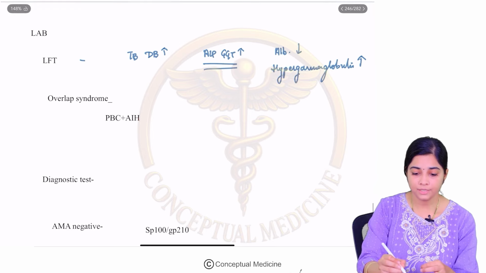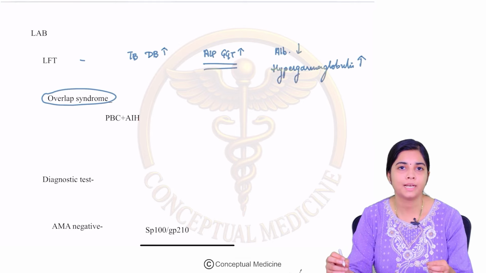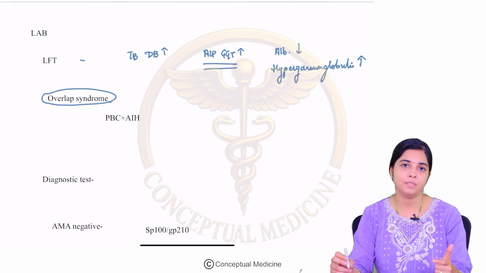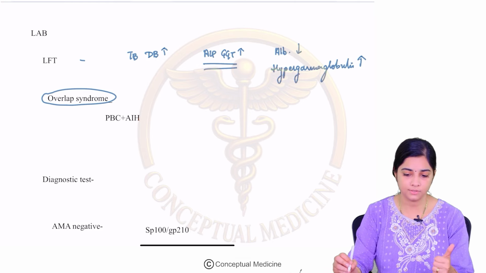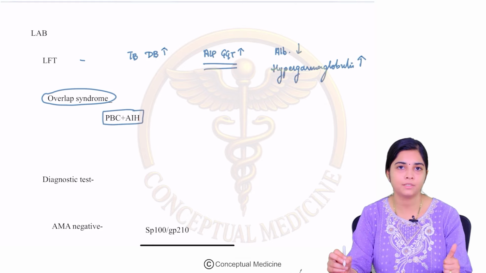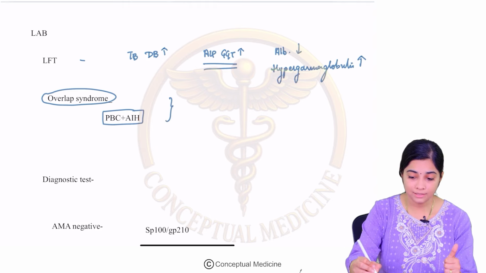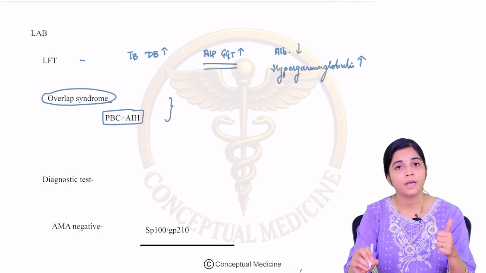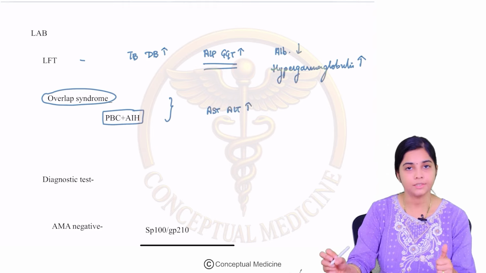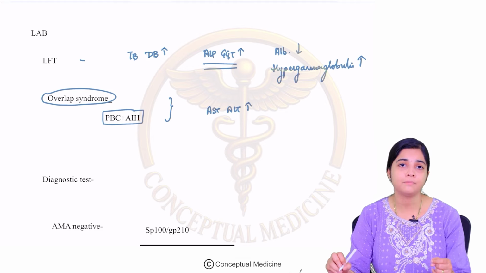Alright. Then you can have something called your overlap syndrome. What is your overlap syndrome? Since both the disorders, autoimmune hepatitis and primary biliary cirrhosis, are autoimmune disorders, an overlap syndrome can occur, which is an overlap between your primary biliary cirrhosis and autoimmune hepatitis. Okay. So, in these conditions, the prognosis is much poorer, and your AST-ALT will also be elevated. Okay, so that is your overlap syndrome.